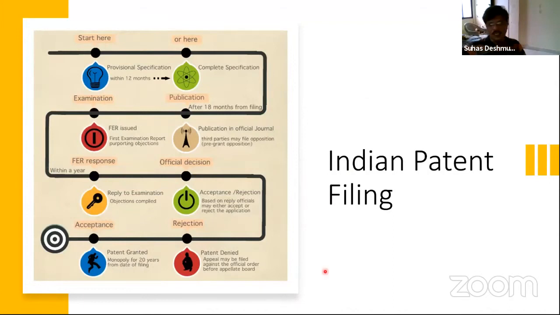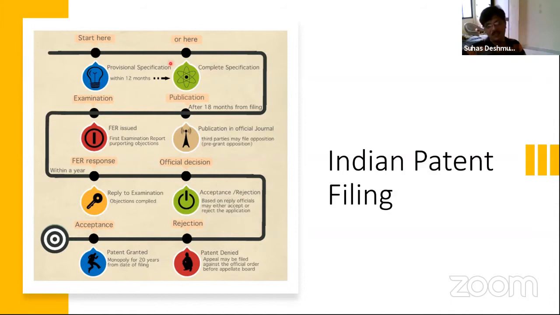So this is a typical process for filing a patent in the Indian context. You first of all start here, meaning you have completed your specifications and everything. So you can file a provisional specification. Once you provide a provisional specification, you can file your complete specification within a 12-month period. Or else you can provide a complete specification at the start itself. There is no problem. And then your publication will be there next.